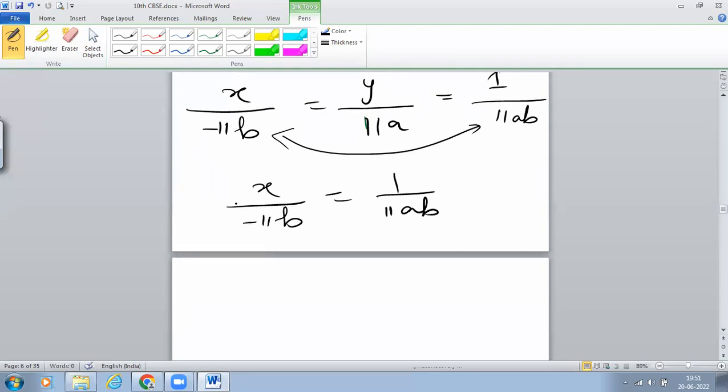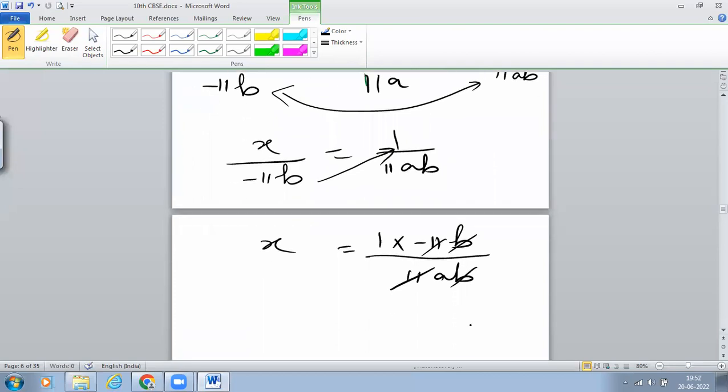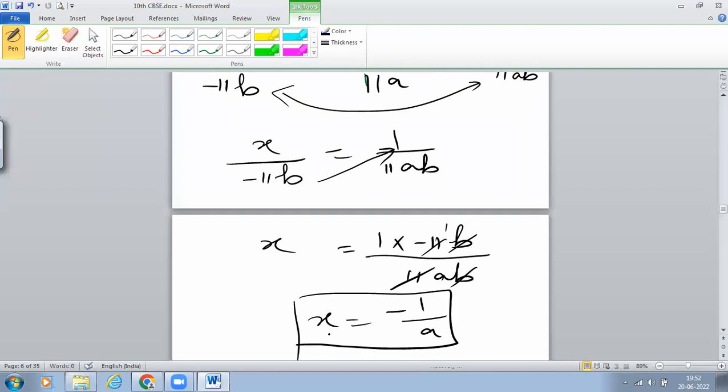So this minus 11b, I'm going to take to the right hand side, where it becomes multiplication with the numerator. So x is equal to 1 into minus 11b, whole divided by 11ab at the denominator. Now this 11 and 11 get cancelled, and b and b get cancelled. What is remaining in the numerator is 1 into minus 1, which is minus 1, divided by the denominator a. Therefore, the value of x is equal to minus 1 by a.